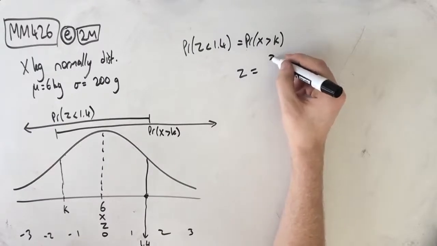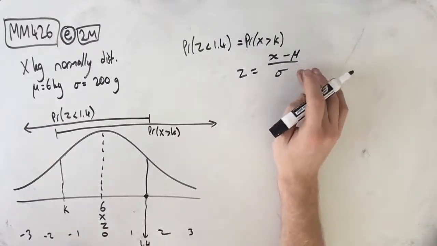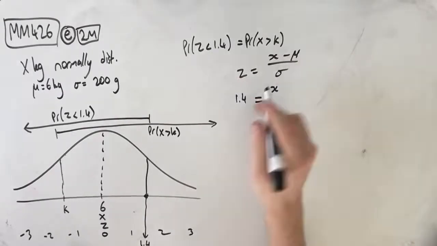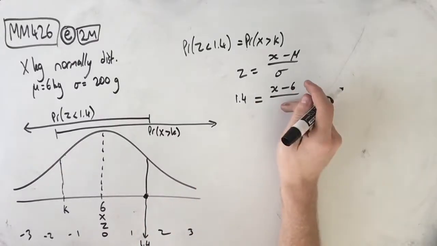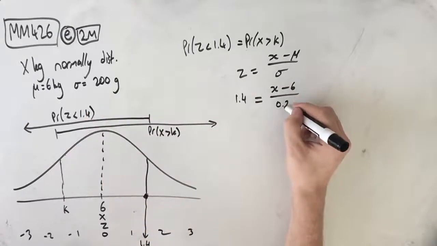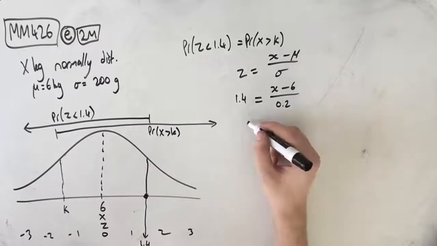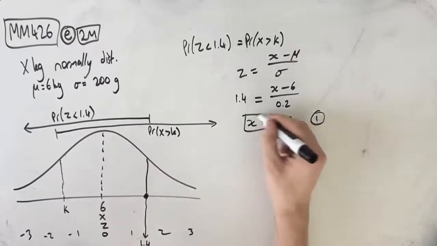So we can say that our Z and X values are linked by this formula. We know that our Z value is 1.4. We're looking for our X value at this point. We know that our mean is 6, and we know that our standard deviation is 200 grams, which is 0.2 kilograms, right? Because we need to make sure that we're in the same units. Awesome. From here, we can say that X is equal to 6.28, and that's our first mark, okay?